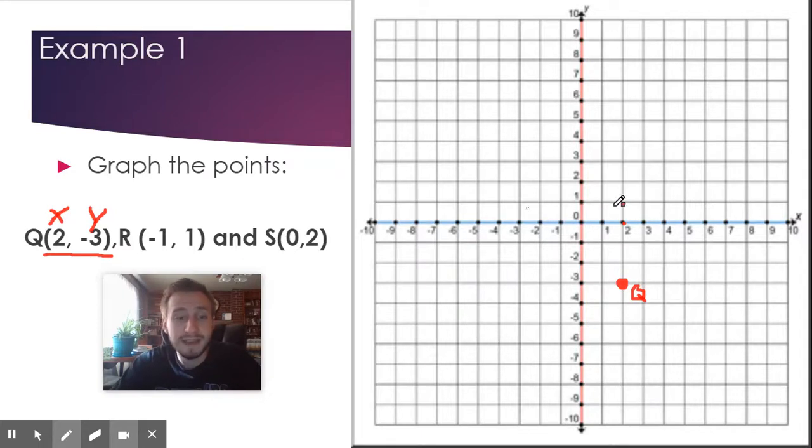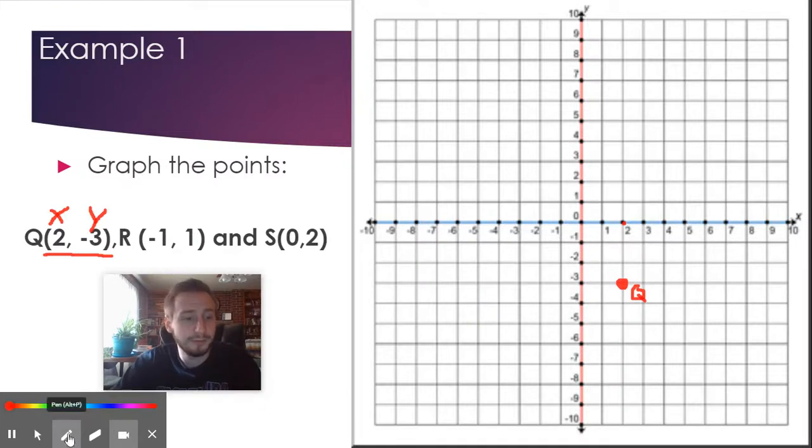Okay, what we did is we started at the origin. We went to the x value first, which was a +2. We went once, twice to 2, and then down to 3 on the y-axis. 1, 2, 3. And we just put a dot and we said it's Q.